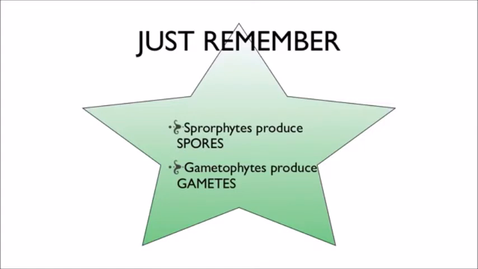If you can remember this, say it to yourself over and over again, and keep in mind that the product of meiosis in plants and animals is different. In animals, meiosis produces gametes, eggs and sperm. But in plants, the product of meiosis is spores. If you can keep those things in mind as we go through the various plant groups, you're going to be okay.